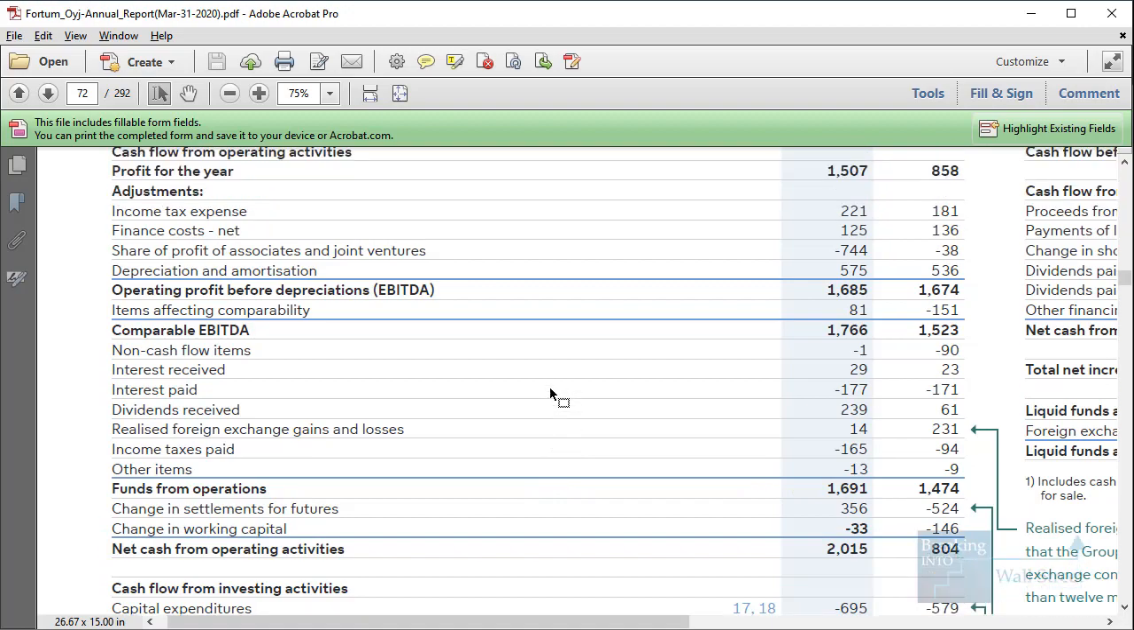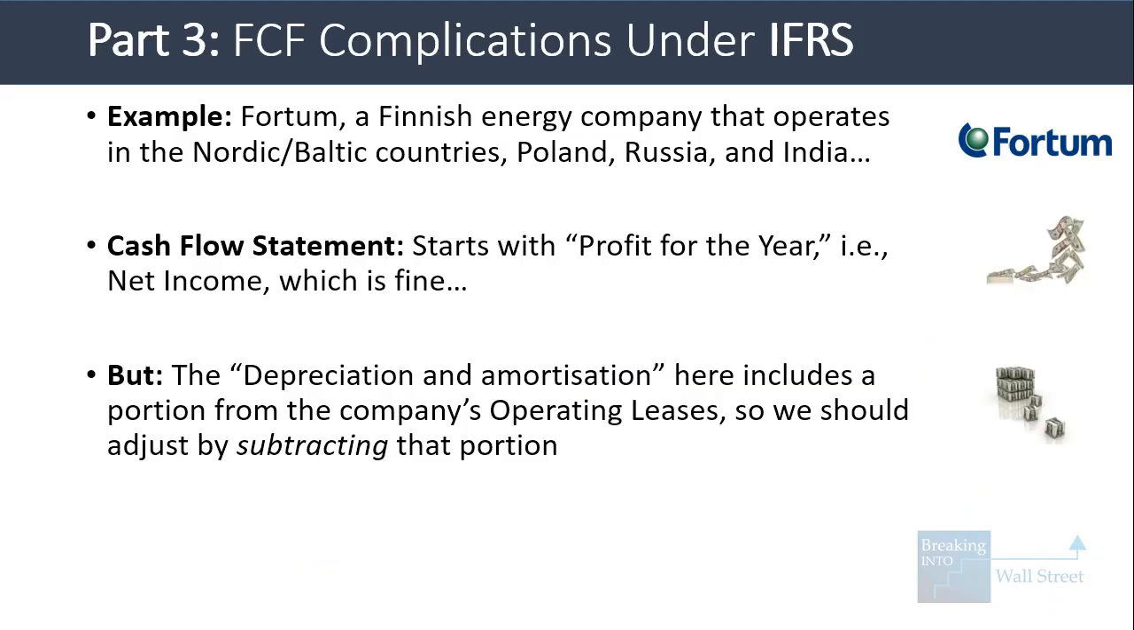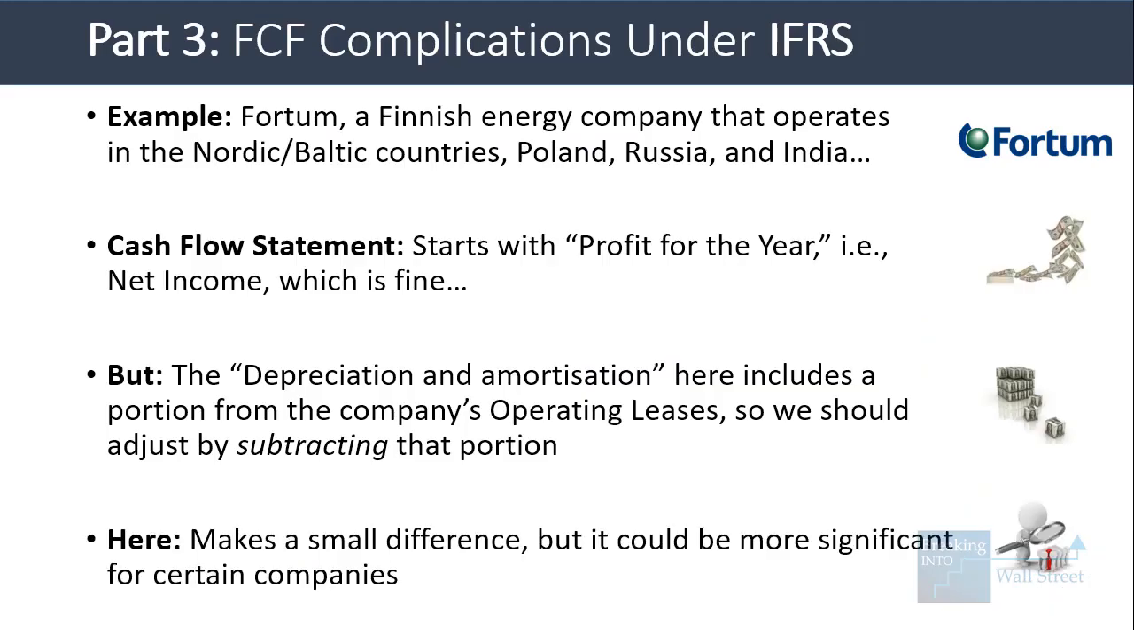So in this case, it's not really a major adjustment or a major concern, and it doesn't make that much of an impact because the company's cash flow from operations is 2 billion euros. So it makes a small difference, but for certain companies, especially those with more substantial operating leases and lease expenses, it could be a lot more significant.